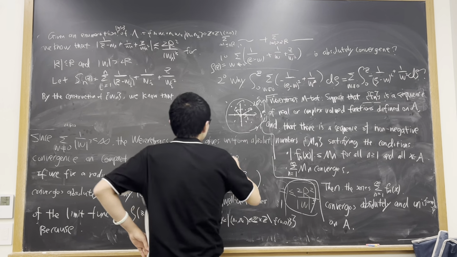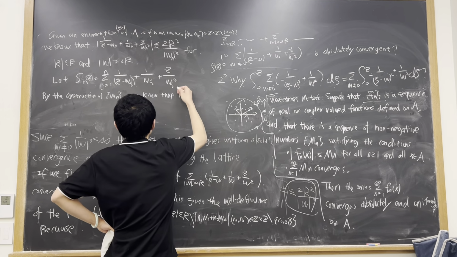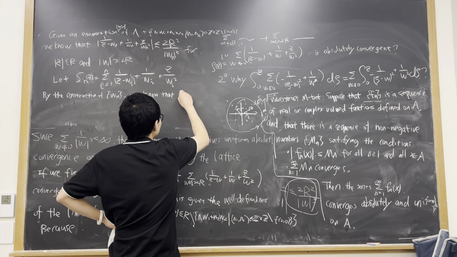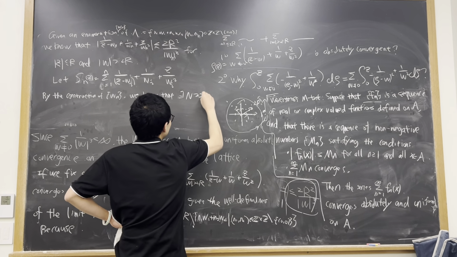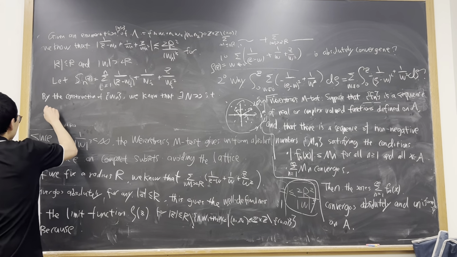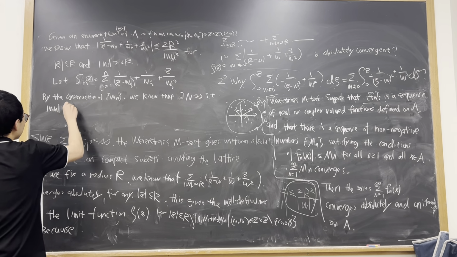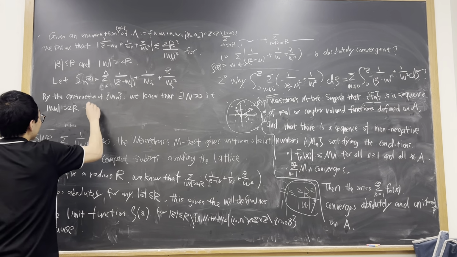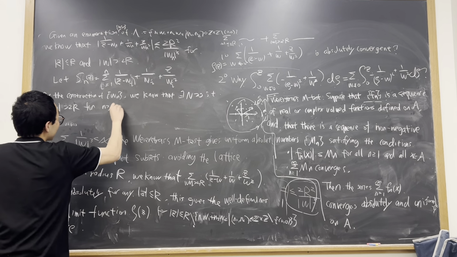We know that by construction there is an n bigger than 0 such that the modulus of omega_n is bigger than 2r for n bigger than this n.